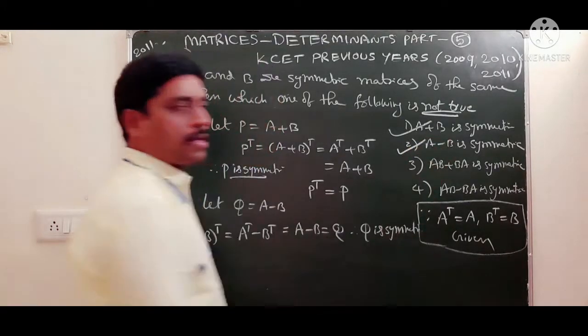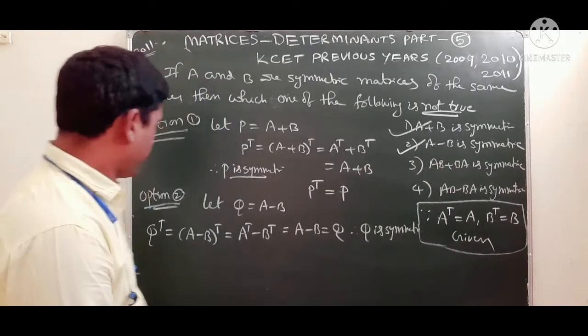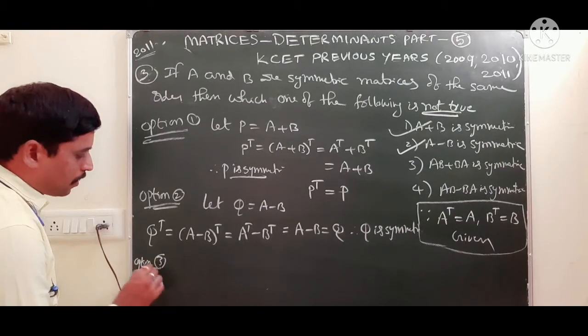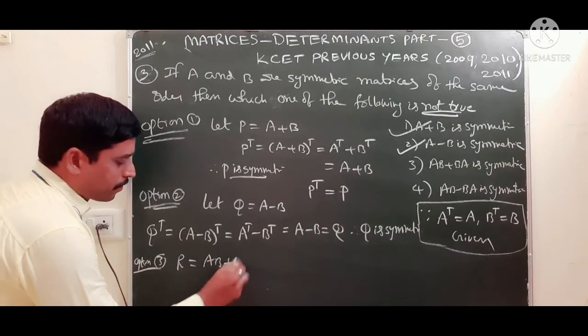So the second option is also correct. Let us take the third option, AB plus BA. Option 3. So R is equal to AB plus BA.